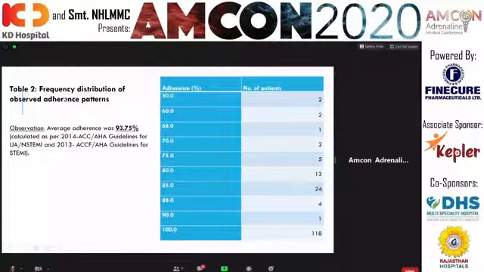Now, this is a frequency distribution of the observed adherence patterns. As I had mentioned earlier, the main aim of the study was to see quantitatively as well as qualitatively how the prescription patterns adhere to the guidelines. So we saw that 118 patients out of the 172 were prescribed 100% according to the guidelines, whereas only 2 patients were prescribed with an adherence of 50% according to the guidelines, and the rest fall in between the two benchmarks. The average adherence for all the patients was 93.75%.